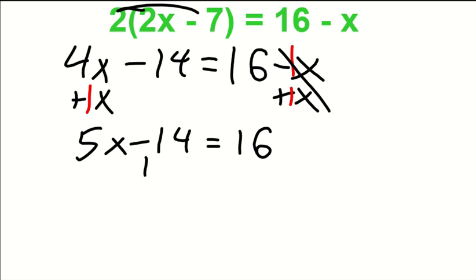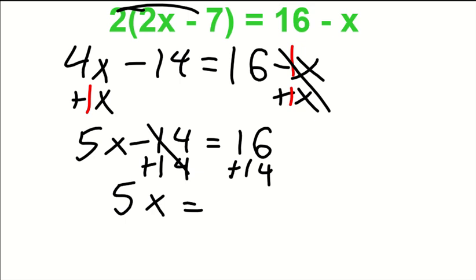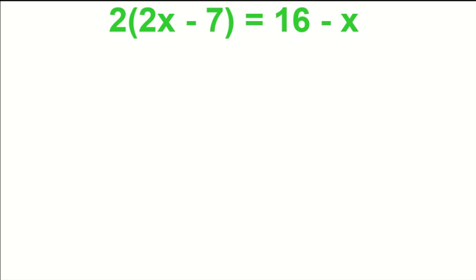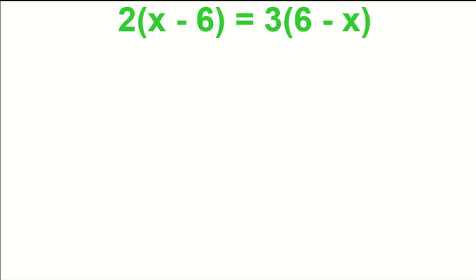Addition or subtraction gets done first. So we add 14 to each side. We have 5x equals 16 plus 14, which is 30. Divided by 5, we get 6. All right, so does the distributing make it a whole lot tougher? No, it just adds another step to it, okay? All right, y'all try this one. Little trickier because you have to distribute on both sides.